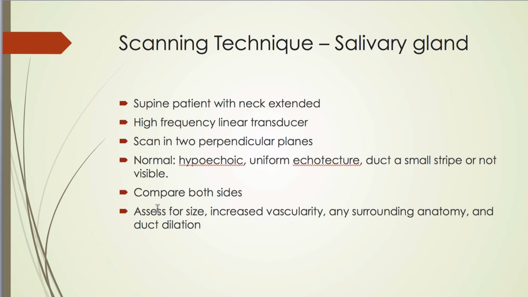You're going to want to compare the left and the right side to see what the abnormal side looks like in comparison to the normal gland. And you're going to assess for the size of the gland, for vascularity that could be increased in the setting of inflammation, or any ductal dilatation.